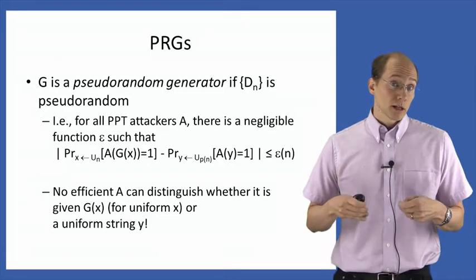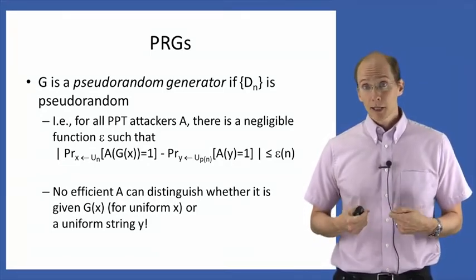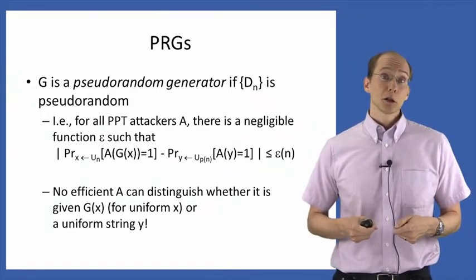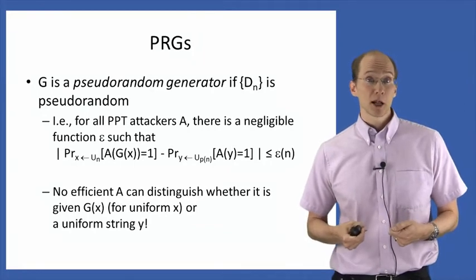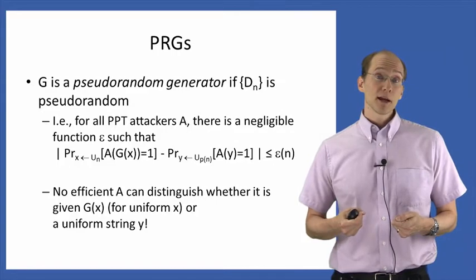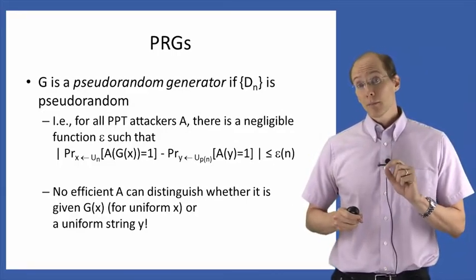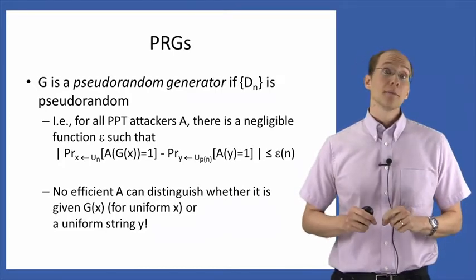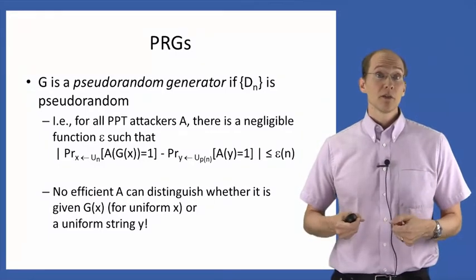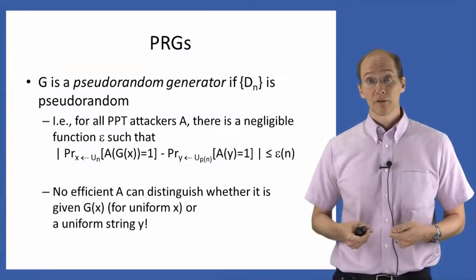So more intuitively, this means that no efficient algorithm A can distinguish with probability better than epsilon whether it's given g of x, the output of the pseudorandom generator when run on a uniform string x, or whether it's given a completely uniform string y. Right? So that means that our pseudorandom generator really is giving us something that looks random. It's producing for us strings of length p of n that are indistinguishable for any efficient attacker from a uniform string of that length.